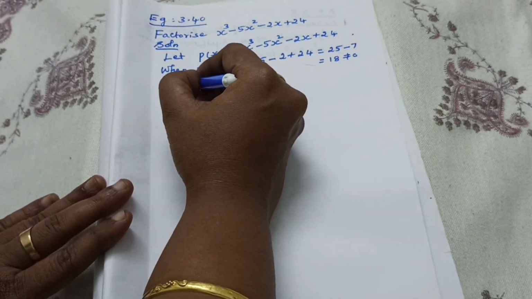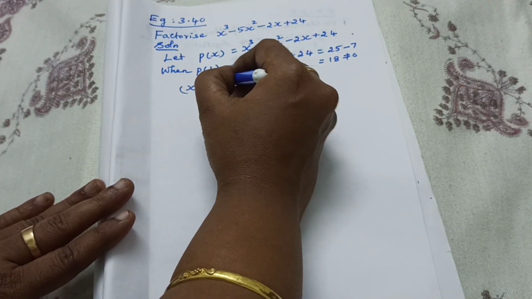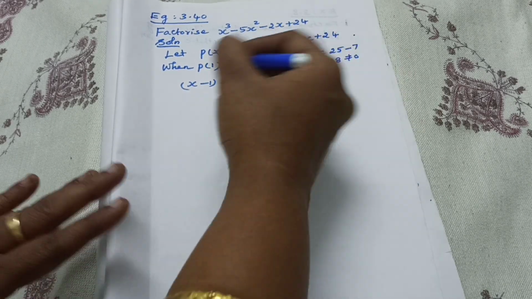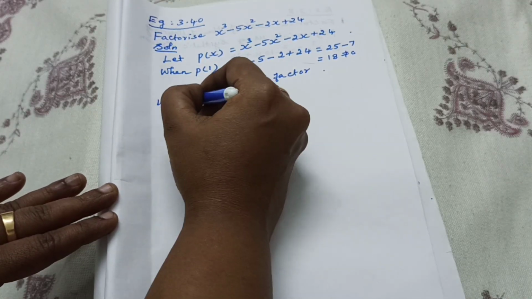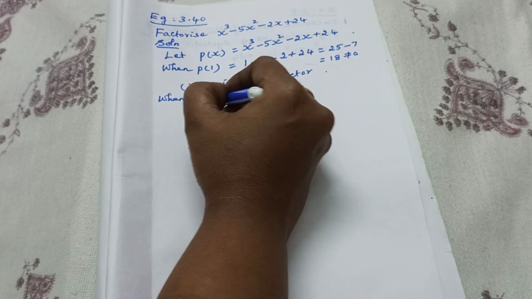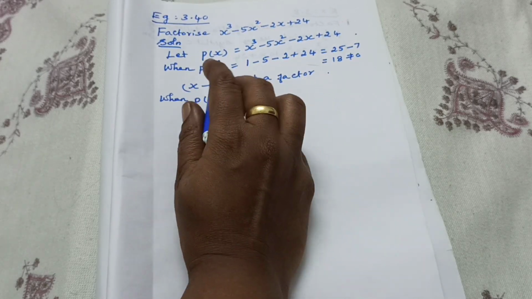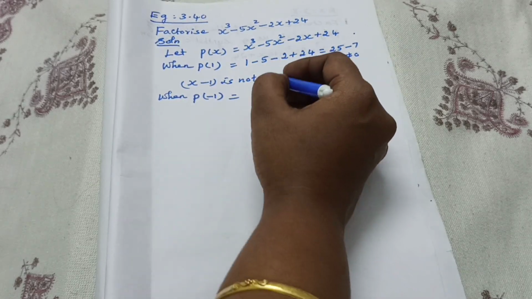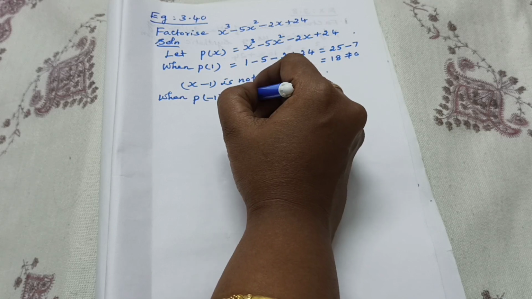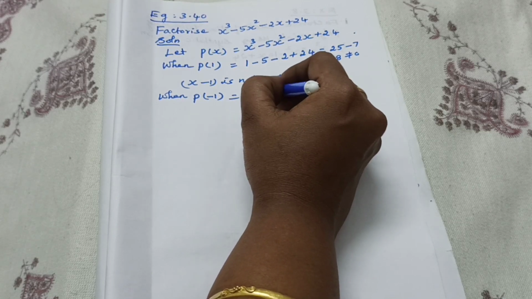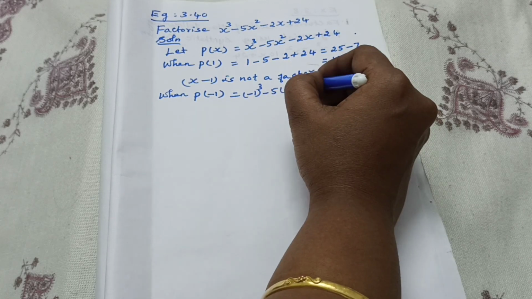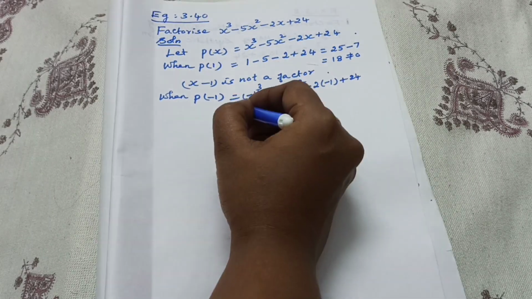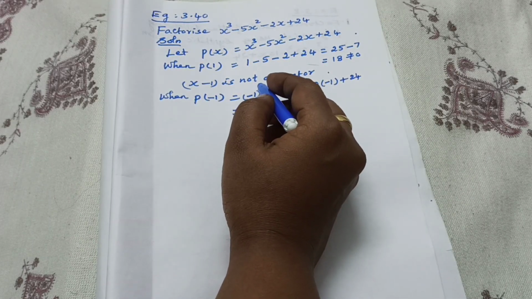Therefore at once we can write that x minus 1 is not a factor. Not a factor. Okay. So we have to check P of minus 1. Since 1 did not give 0, then substitute minus 1: minus 1 the whole cube, minus 5 into minus 1 the whole square, minus 2 into minus 1, plus 24.